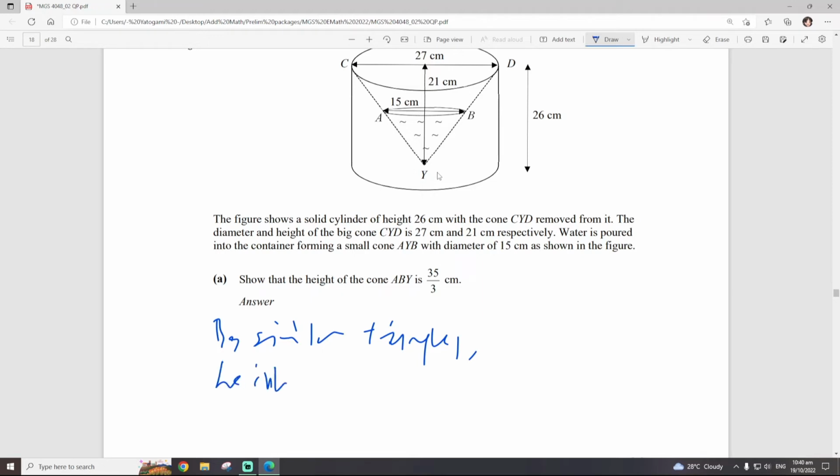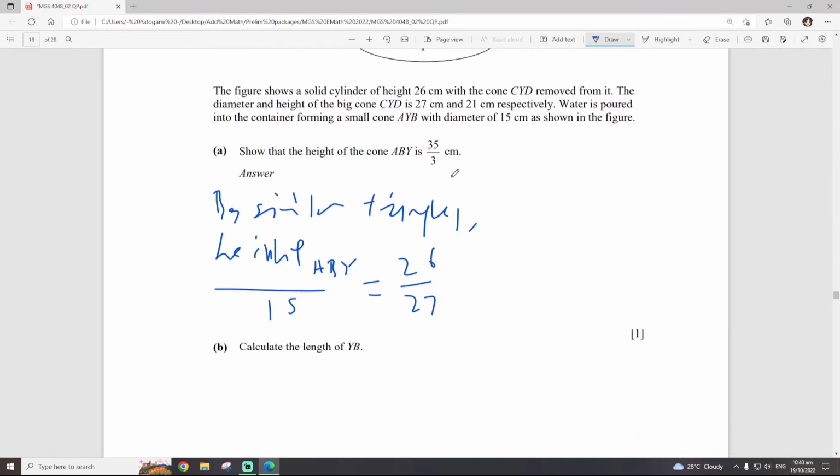The height of ABY, and we're going to compare that to what other information do we have? We have the information 15, and this is equals to 26 divided by 27. Okay, so we have the height ABY equals to 26 over 27 times 15.